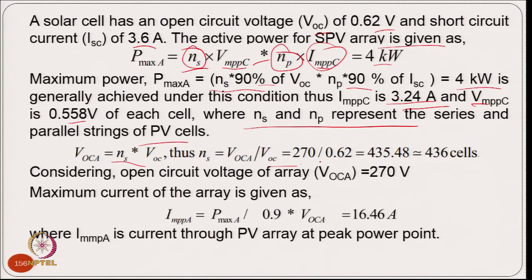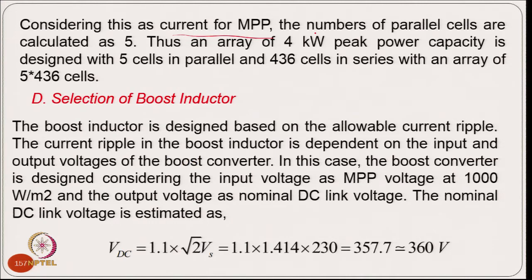Putting in the values, with 270 volt we get 436 cells in series, considering an open circuit voltage of 270 volt. Coming to the current calculation, the maximum power divided by the open circuit voltage into 0.9 gives an MPPT current of 16.46 ampere. Now, considering the current of each string of cells, it comes to 5. So, the PV array for 4 kilowatt capacity has 5 strings, with 436 cells in series in each string, forming a PV array of 5 into 436 solar cells.